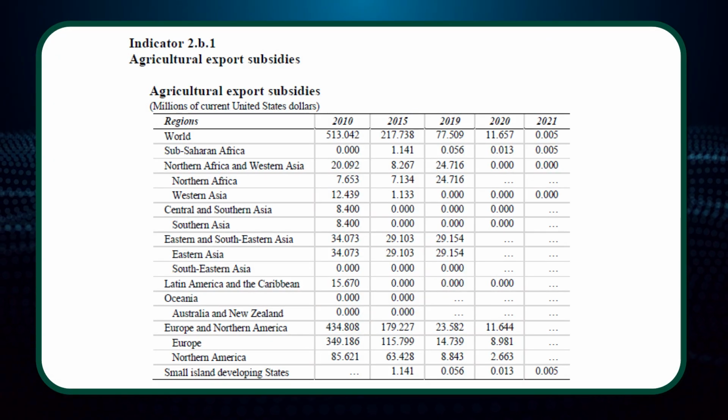In 2013 it was 513 million. Now, in 2021, it is 0.005 million, right? So we still need to work a lot.